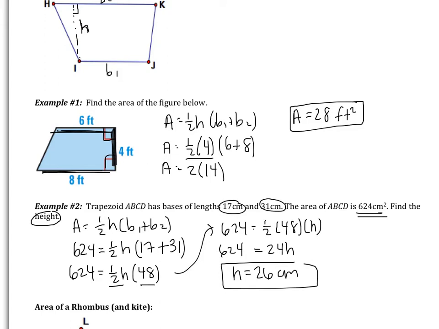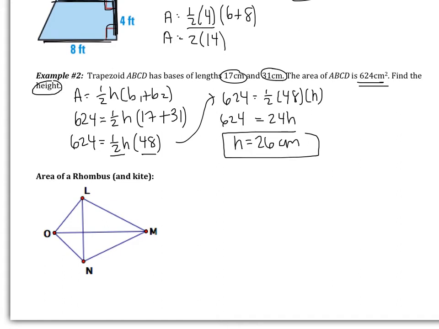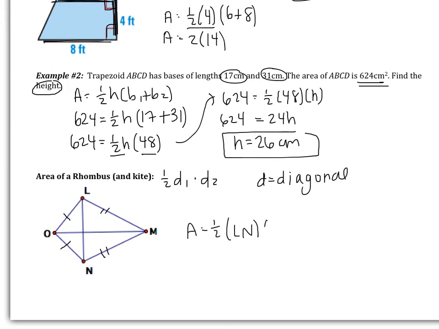Now, we're going to pause that for right now. That's areas of trapezoids, and we're going to move on to rhombuses and kites. So the area of a rhombus and a kite, so this formula applies to both, is 1/2 diagonal 1 multiplied by diagonal 2. So here in this formula, D stands for diagonal. In the case of this kite that we are given, remember a kite has 2 pairs of consecutive congruent sides. My area would be 1/2 one diagonal, which is LN, multiplied by the other diagonal, which is OM.